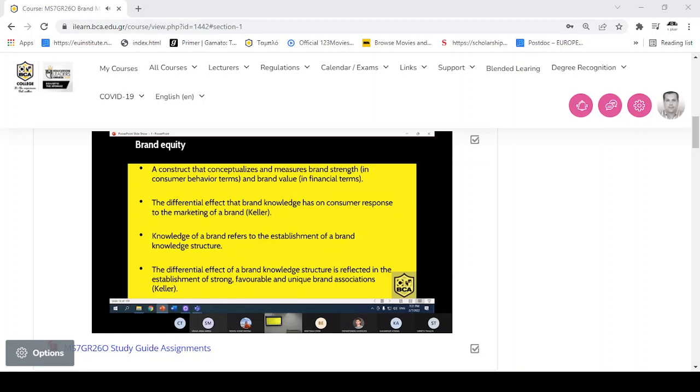So you create the association. It is a strong, favorable association, but it's not unique to you. You don't benefit from it. So at the end of the day, your brand structure fails.